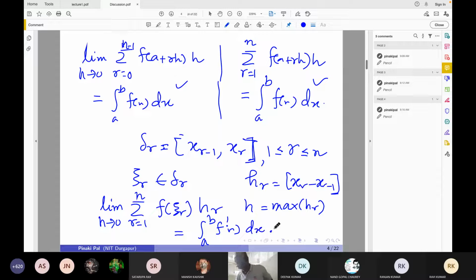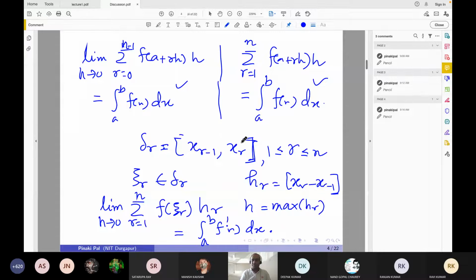And if we think about the geometrical interpretation of this definite integral, it basically gives us the measure of the area enclosed by the curve y equal to f(x), and the ordinates x equal to a, x equal to b, and the x-axis. So that region is given by this.